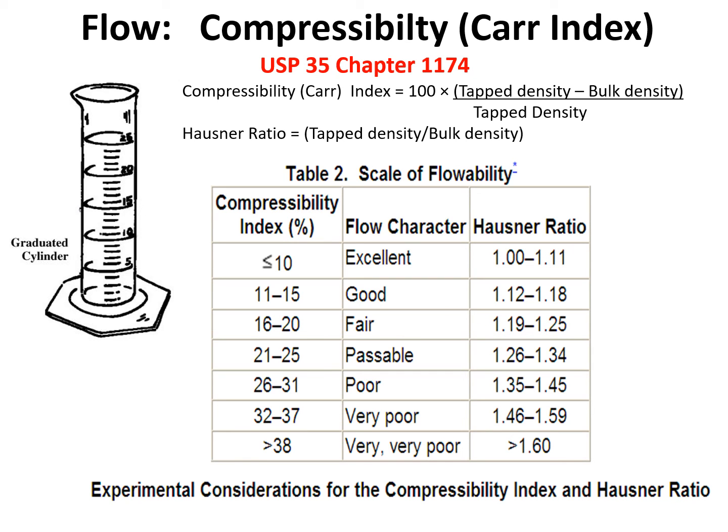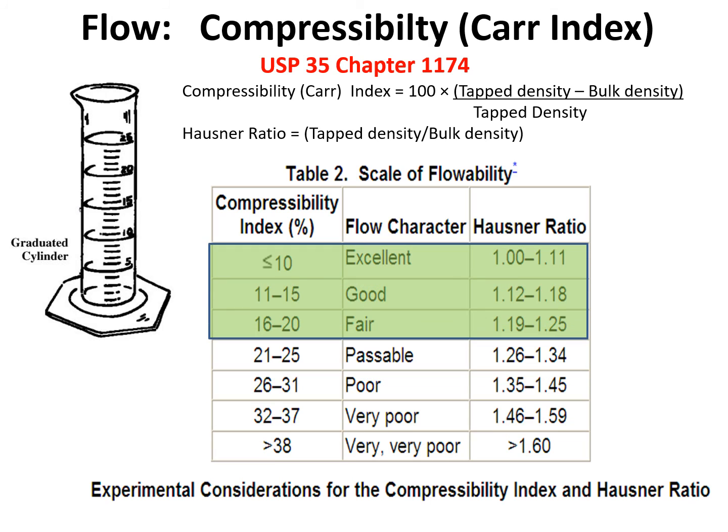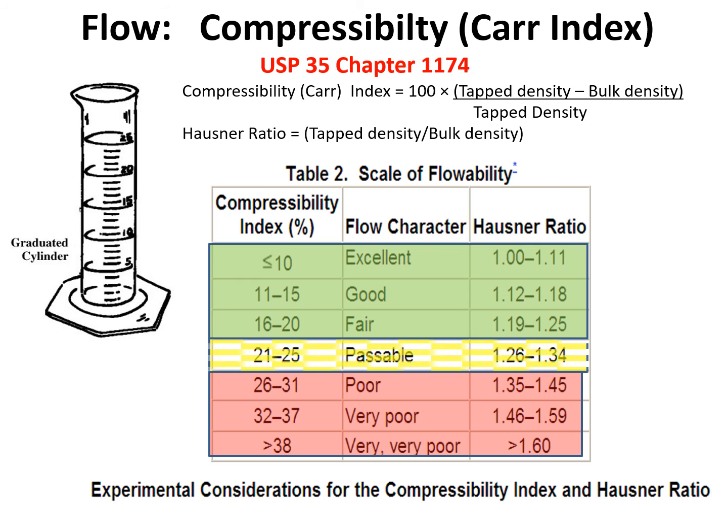So this is in a pharmacopoeia. It gives, we'll have similar things. We talk about the amount it drops down, 10%, 15, 20%. And then there's a characterization, excellent, good, fair. Red, you've got problems, and yellow, you've got passable. So anything above about a Carr index of 25%, you will have problems in production.